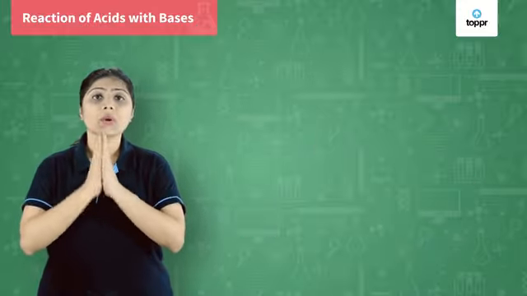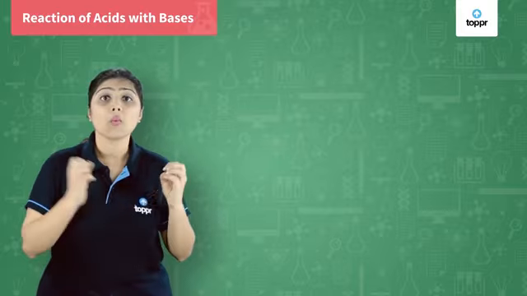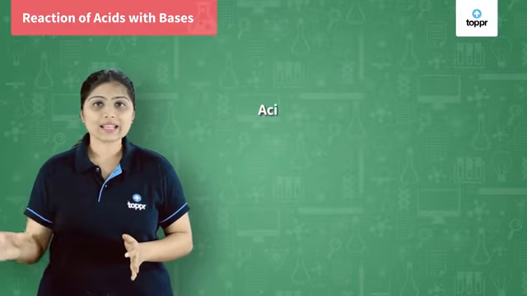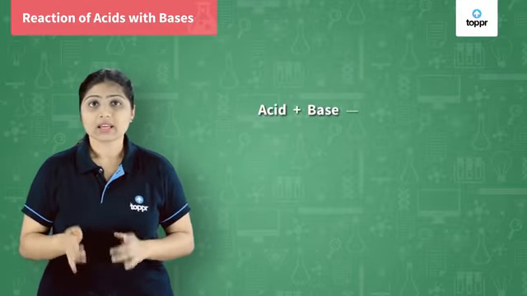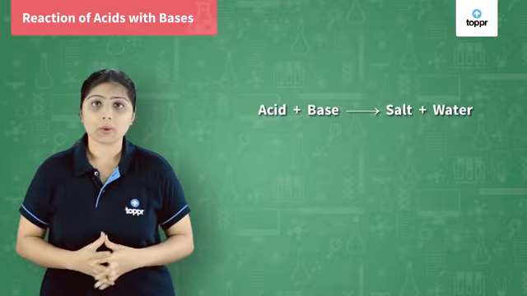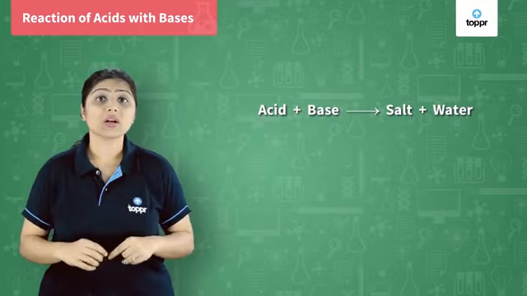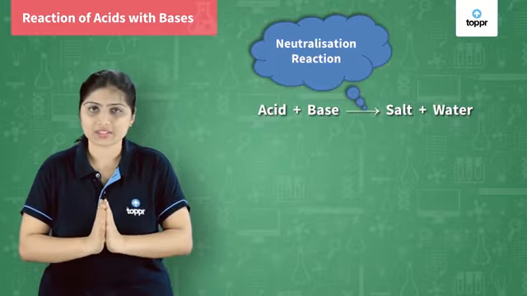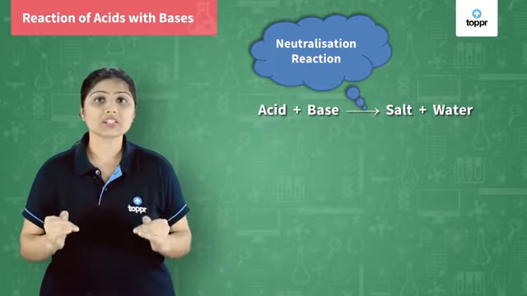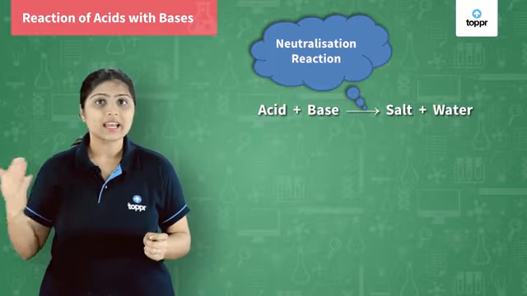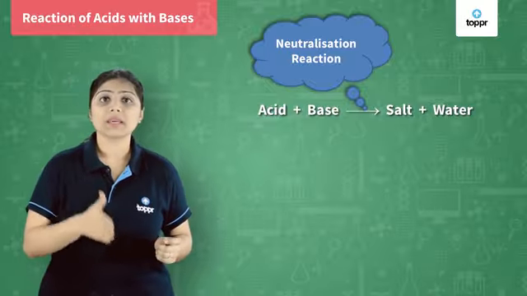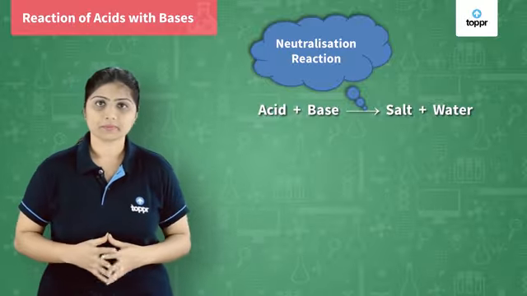Now let us see when acid and base react, what is formed. When an acid reacts with a base, salt and water are formed. Now this process is called neutralization reaction. So neutralization reaction is defined as the reaction of an acid with a base forming salt and water.